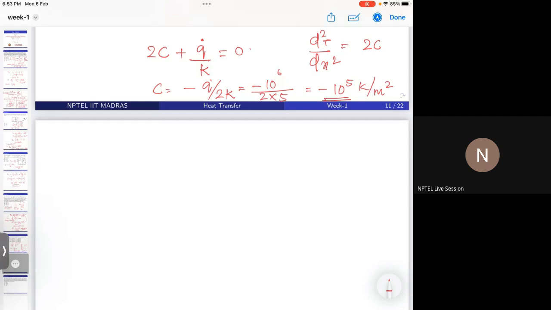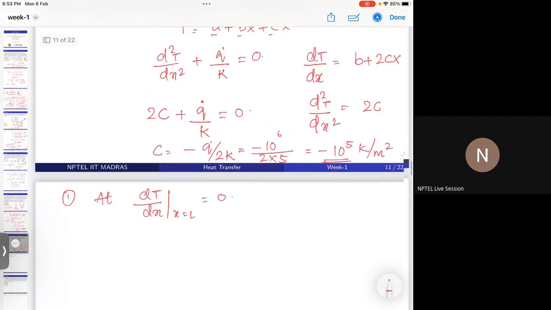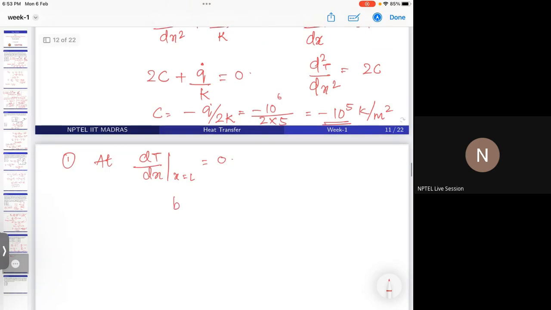For that we are using another boundary condition. It is given that at x equal to 0, T0 is equal to 120 degrees, and as the slab is insulated at x equal to L, dT by dx at x equal to L is equal to 0. At the insulated wall, dT by dx at x is equal to L should be equal to 0. So what is dT by dx? That is B plus 2Cx should be equal to 0.